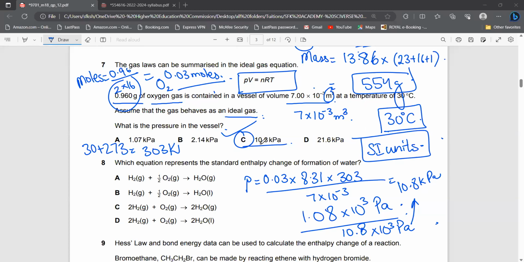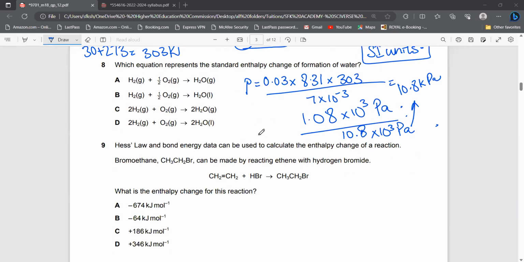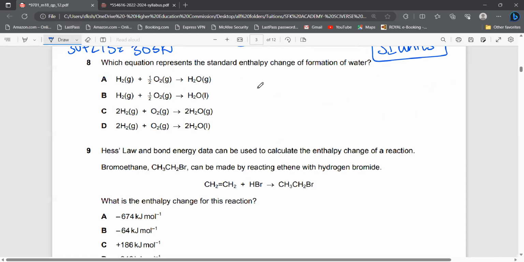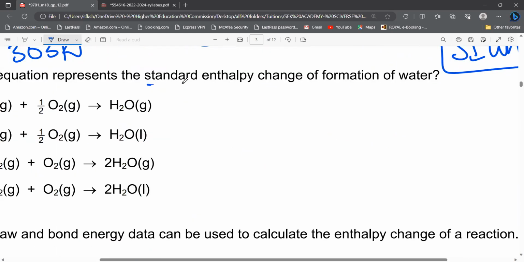Now, question 8. Which equation represents the standard enthalpy change of formation of water? Now, remember one thing, in order to solve this particular question, you need to know the definition of standard enthalpy change of formation. First of all, it is standard. Standard means it's under standard conditions. Secondly, it's enthalpy change of formation.